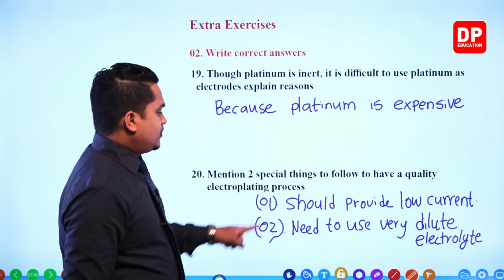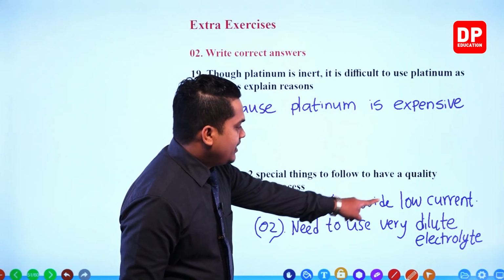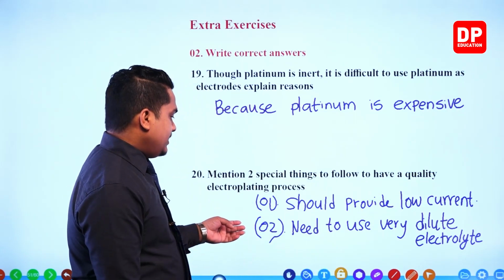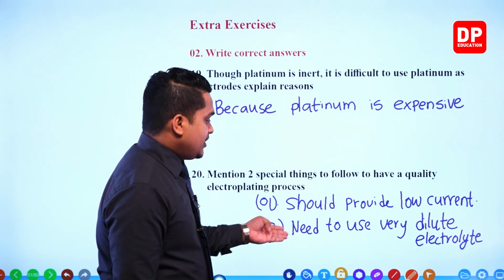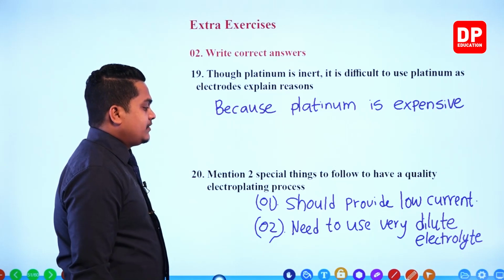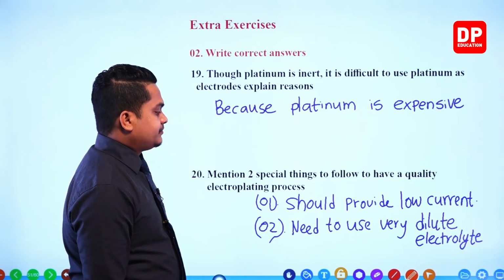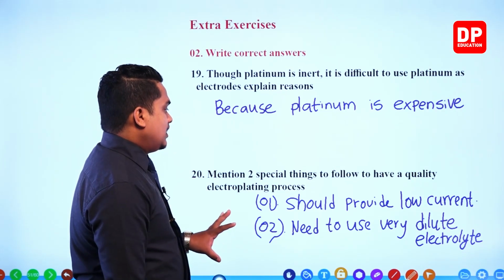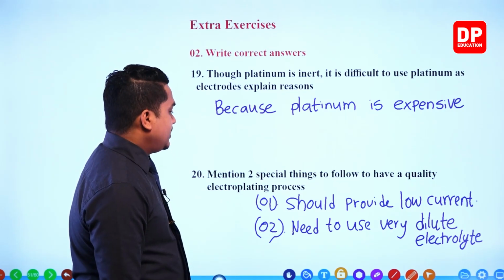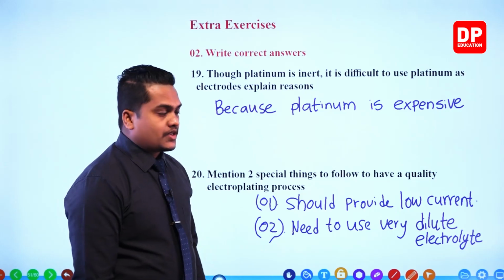Right. So first one is should provide low current with low potential difference. Okay, and the next one would be need to use very dilute electrolyte. So we need to use very dilute electrolyte. So these are the 2 special things to follow to have a quality electroplating process.